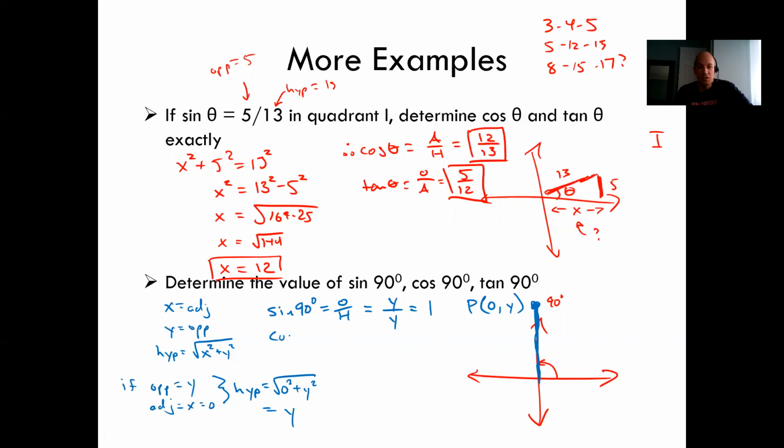We could similarly say cosine of 90 is equal to adjacent over hypotenuse. But the adjacent side is the x-coordinate, and that's 0. There is no side to our triangle here. It just goes straight up and down. So this is 0 over y. 0 divided by anything is 0, except for 0. And then finally, tan of 90 is opposite over adjacent. So the opposite side is y and the adjacent is 0. Well, what's anything divided by 0 in mathematics? That's undefined, okay?